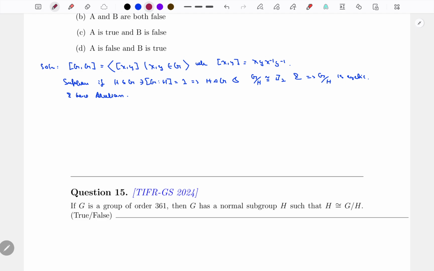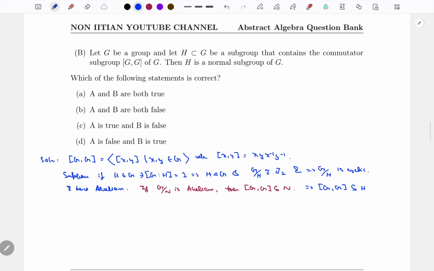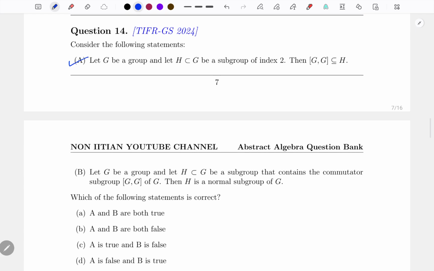Now this is a very important result which you can probably try and prove. It won't be that difficult, I hope. That is, if G mod N, a particular quotient group, is abelian, then the commutator subgroup is contained in N. Typically the commutator subgroup is defined to be the smallest possible normal subgroup such that the quotient is abelian. So what does this mean? From here we can conclude that the commutator subgroup will obviously be in H. So the first statement is obviously true.